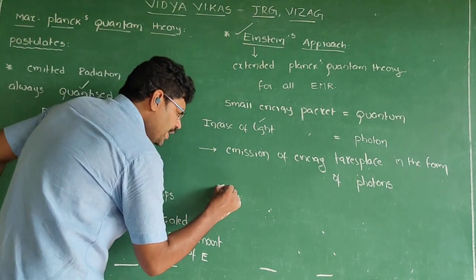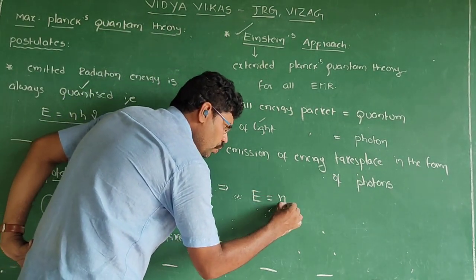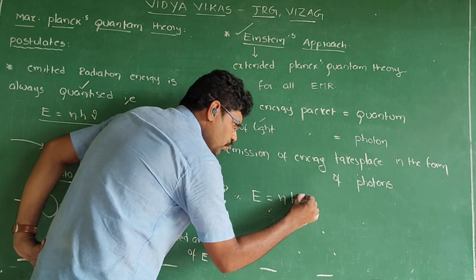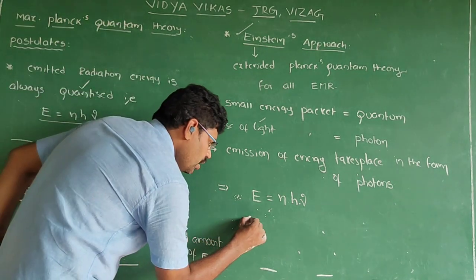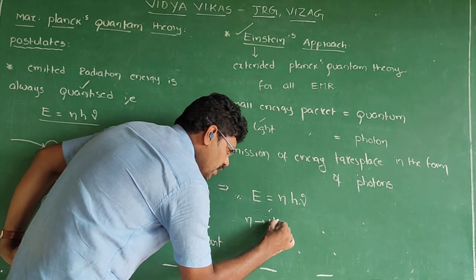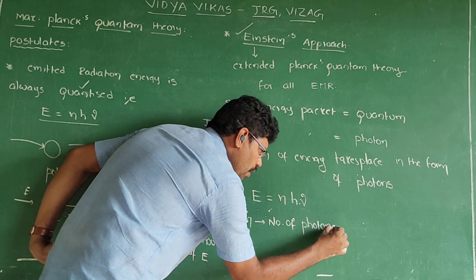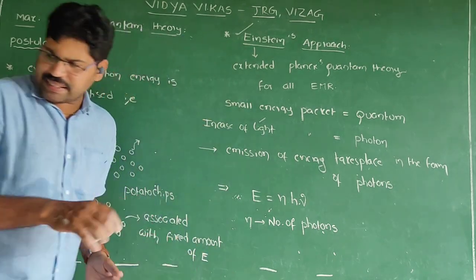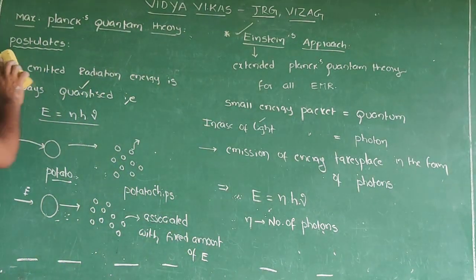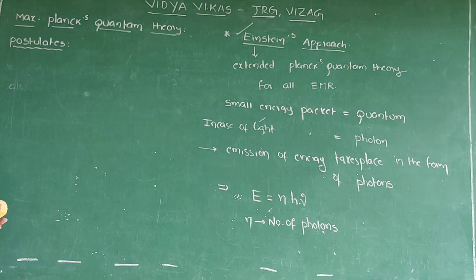So, total energy E is equal to N into h into mu. What is N here? Dear students, here N is nothing but the number of photons. Keep in mind, number of photons. And this formula is further extended, dear students. Let me give an idea.